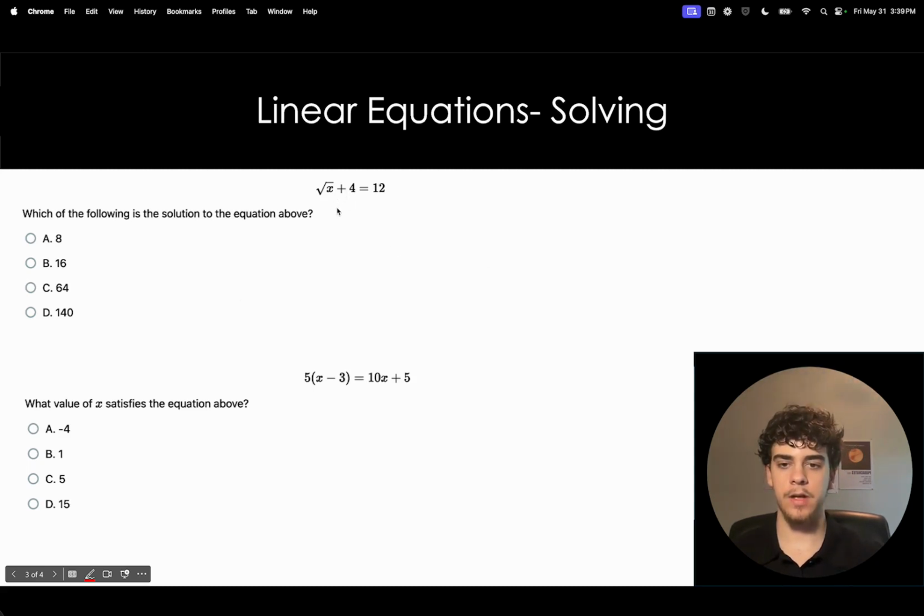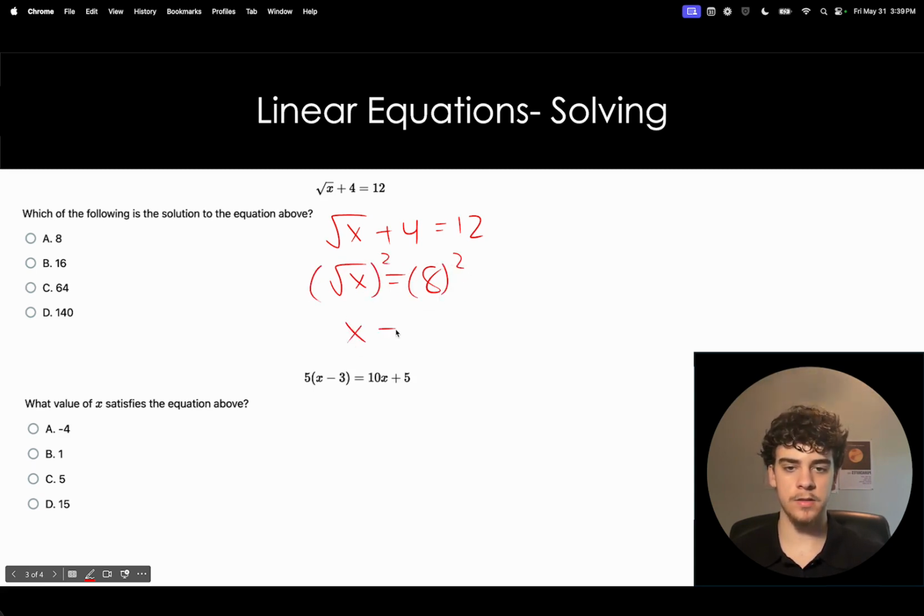So in this one, we have square root of x plus 4 equals 12. Now what we want to do first is isolate the square root x on one side. So we're going to subtract 4 from both sides, get square root of x equals 8, and then what we're going to do is actually square both sides, and we're left with x equals 64, because 8 squared is 64. So this one is just as simple as isolating the x term and then solving so that it's just x by itself on one side.